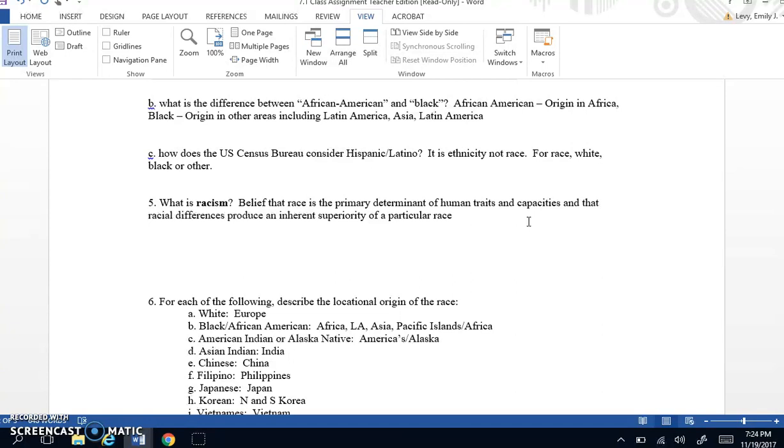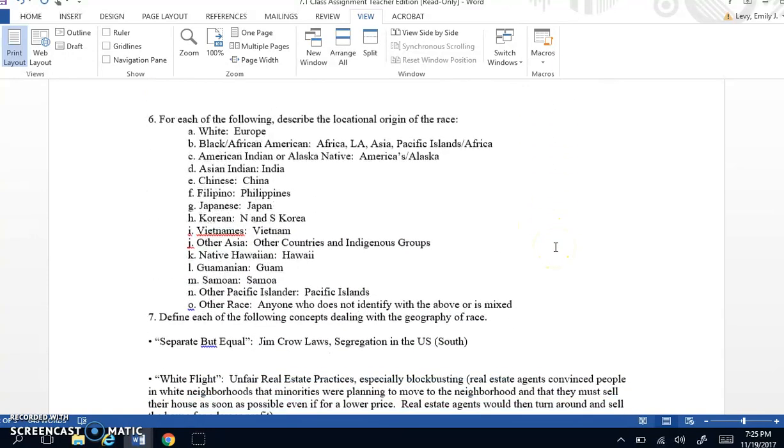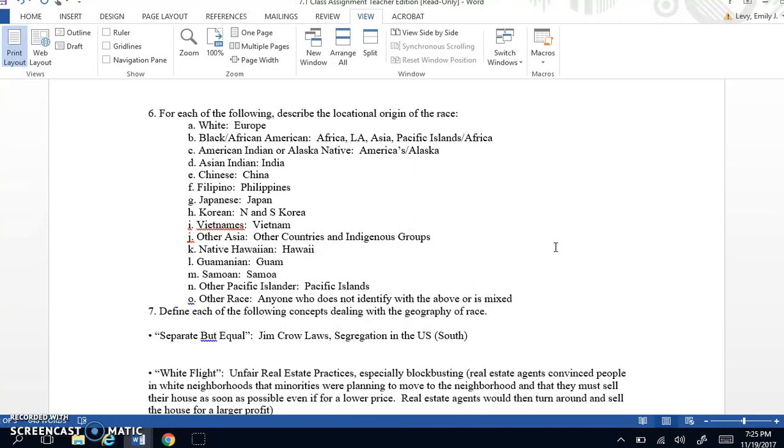This is the belief that race is the primary determinant of human traits and capacities, and that racial differences produce an inherent superiority of a particular race. So again, this is this idea of racial superiority and then discriminating against others whom one views as of an inferior race. Oftentimes, whenever we look at trying to define race and the origin of race, this does tend to lend itself to these ideas of racism.